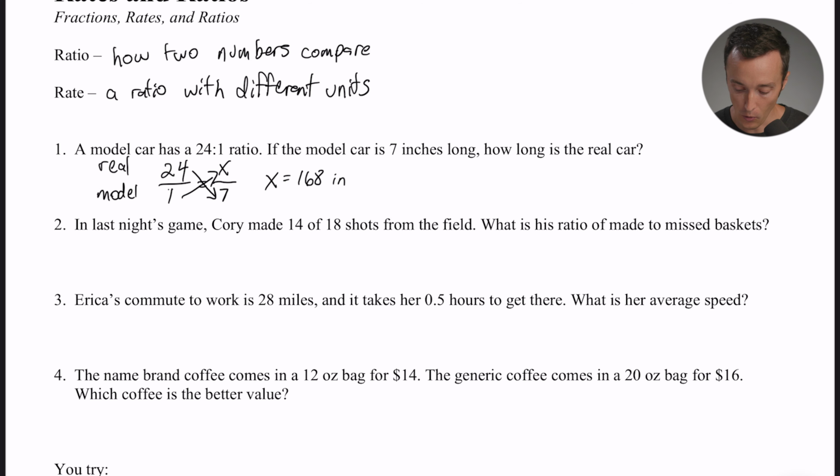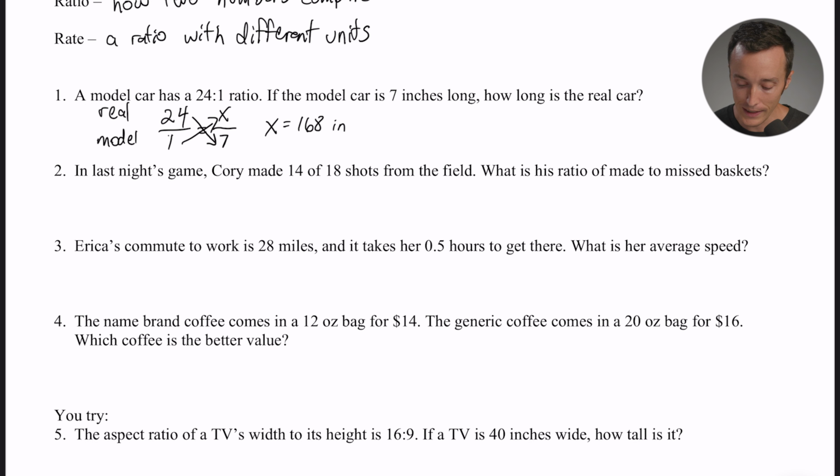So let's take a look at another one, number 2. It says, in last night's game, Corey made 14 of 18 shots from the field. What is his ratio of made to missed baskets? Okay, so in other words, if we use the colon here to talk about the made to missed baskets, the first one I want to talk about is the made baskets. How many did he make? Well, he made 14. So how many did he miss?